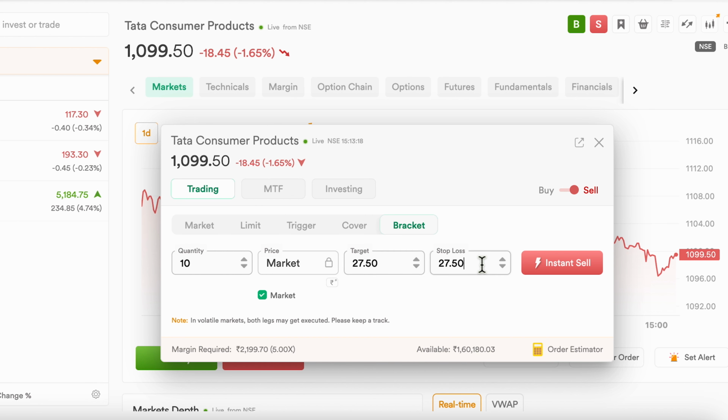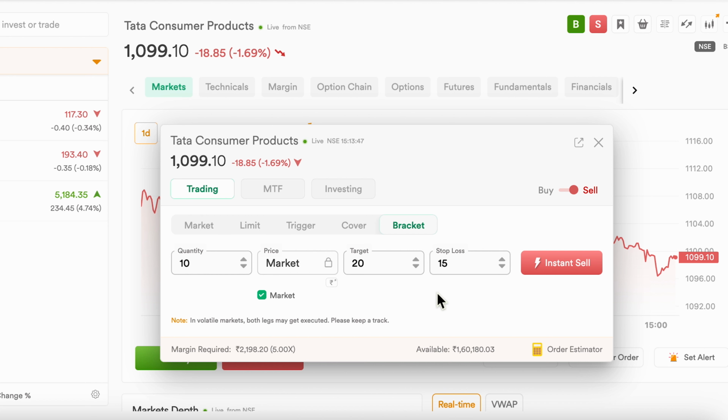And for target and stop loss, I can decide after how much gain or how much drop in the price I want to place my stop loss and target. For example, if my target is set at say 20 rupees over here, that means if the price goes up by 20 rupees, you will see that an order will be automatically placed where your profit is booked. Similarly, if the price drops by say only 15 rupees, my loss will be limited and I will lose a maximum of close to 150 rupees because I'm buying 10 quantities over here.